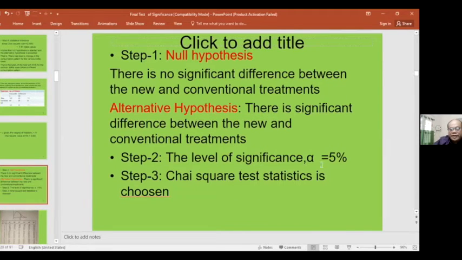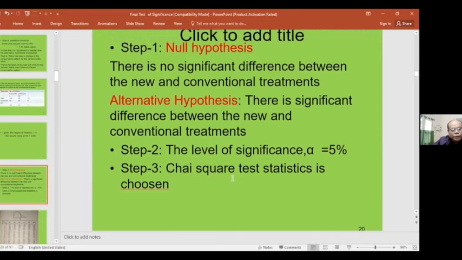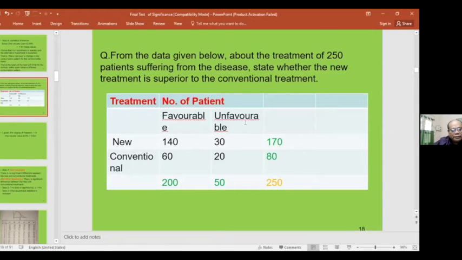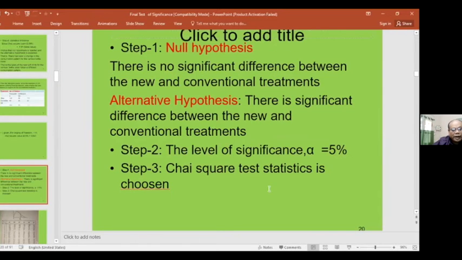Now, the level of significance is alpha. How much error do you want to allow? Alpha 5%. The chi-square test statistic is used. Here it is a contingency table of two variables, both nominal data, only categories: favorable, unfavorable. And there are two samples, one treated with the new treatment, another with the conventional treatment. So for two independent samples, the chi-square contingency test should be used.